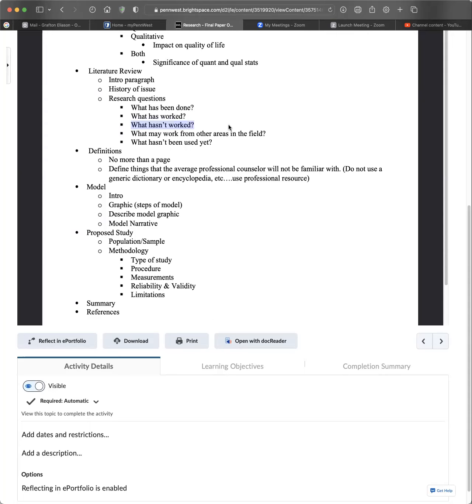All right. This is probably the most interesting one. What may work from other areas in the field of counseling? So maybe you're looking at one diagnosis or issue, but you think about the symptoms of that diagnosis, and some of the symptoms are in different diagnoses or people suffering from different issues. And maybe they're doing something that helps them that you think, oh, well, that might work for this area.